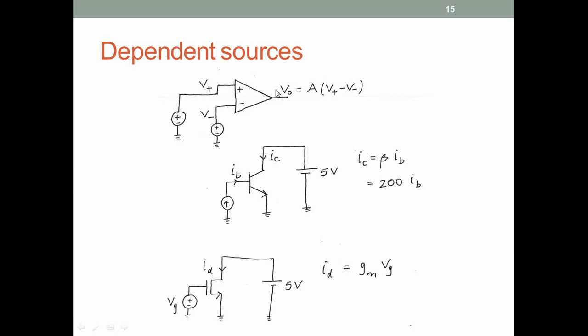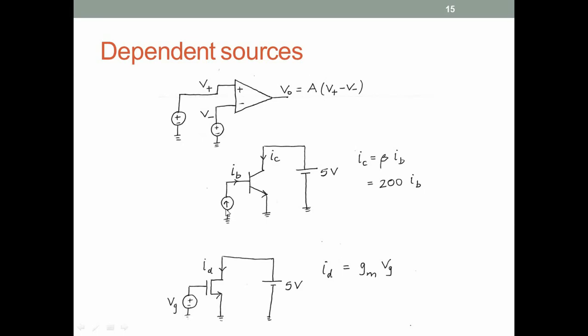So basically what we are saying is that this node voltage in the circuit depends on two other voltages somewhere else in the circuit. Alright, let's look at a bipolar transistor. You probably have seen a bipolar transistor.